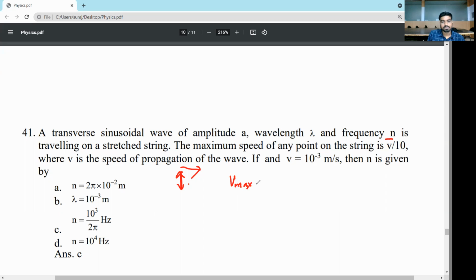V max is what? V max is omega times A. V max is given as v by 10. So v by 10 equals omega times A, and v is 10 power minus 3. That means 10 power minus 4 equals omega times A. A is the amplitude, small a.